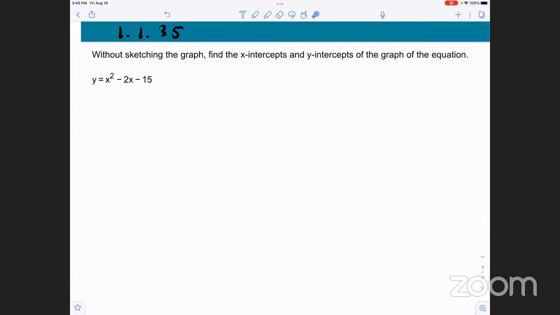The first way to find intercepts is to set the corresponding component to 0. If we want to find the x-intercepts, we set y to 0. If we want to find the y-intercepts, we set x to 0. Personally, I prefer to do the y-intercepts first because oftentimes they're easier. When you set x to 0, it's a lot easier to crunch. So we're going to start with the y-intercepts.